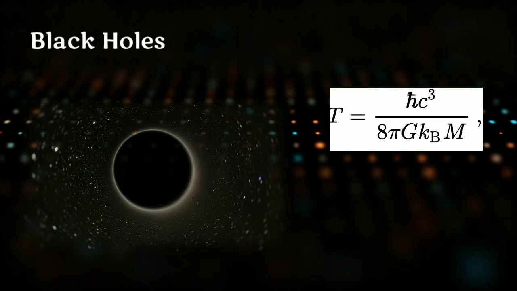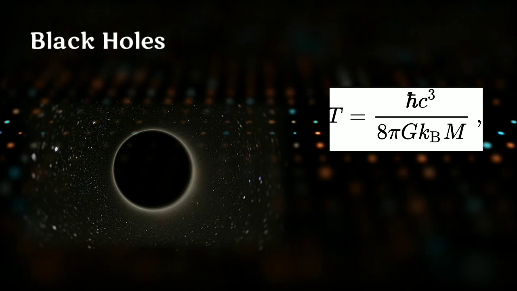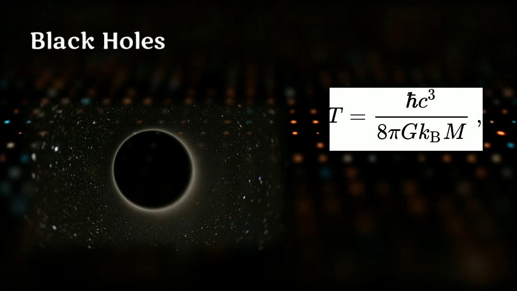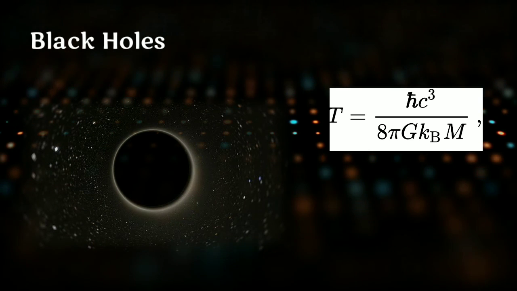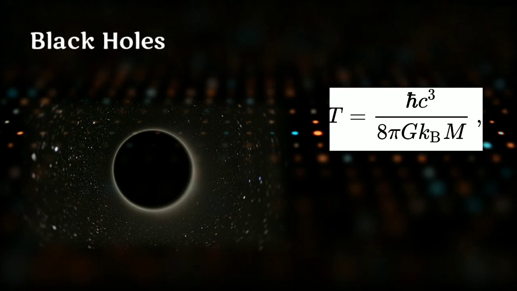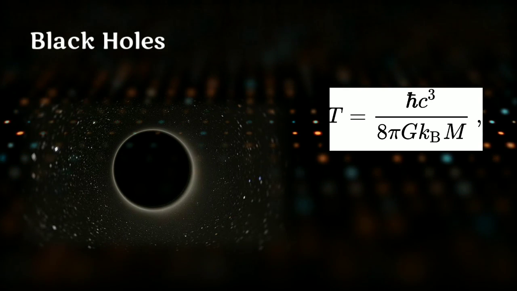T is equal to ħc³ divided by 8πGk_B M, where c is the speed of light, ħ is the reduced Planck constant, k_B is the Boltzmann constant, G is the gravitational constant, and M is the mass of the black hole. These predictions have not yet been tested either observationally or experimentally.